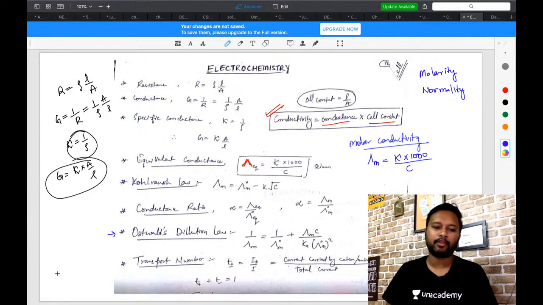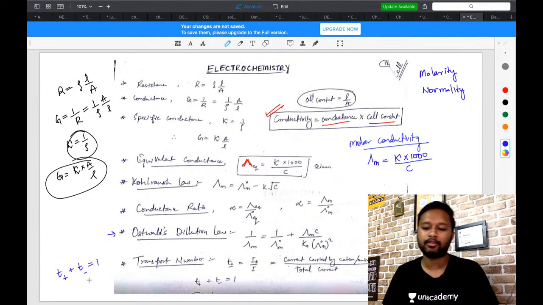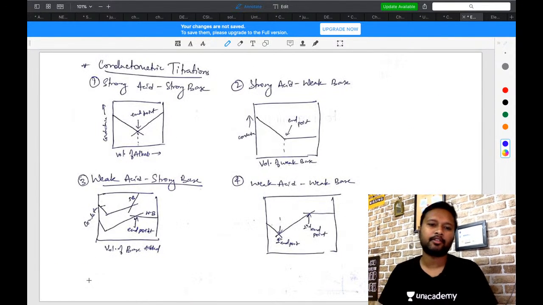Okay, one formula regarding transport number is that transport number of cation plus transport number of anion should be equal to 1. That's a very well known relation. We will be using it later on.